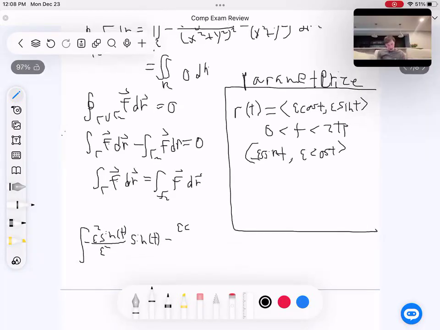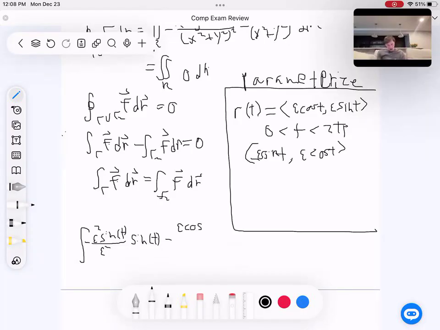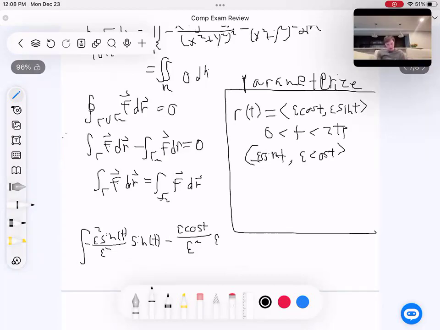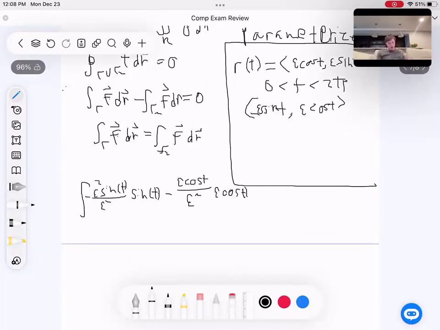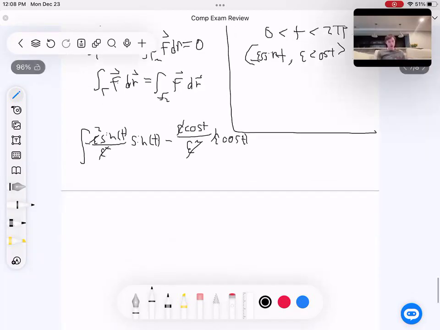Epsilon cosine t. And then on the bottom, again, we're just going to get epsilon squared because it's x squared plus y squared, and then times epsilon cosine of t. All right, so now the epsilon squareds are going to cancel, right? So this and this are going to cancel with this and this. So we're just going to get negative sine t minus sine squared t minus cosine squared t. And we know that it goes from 0 to 2 pi.